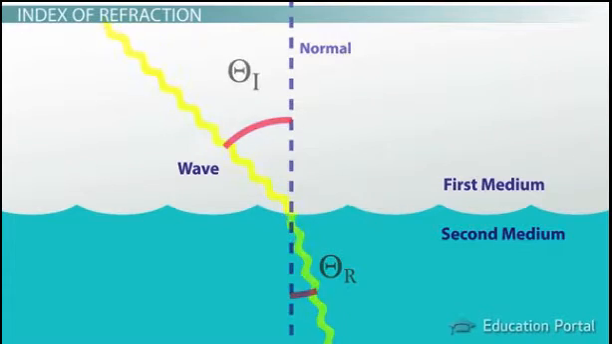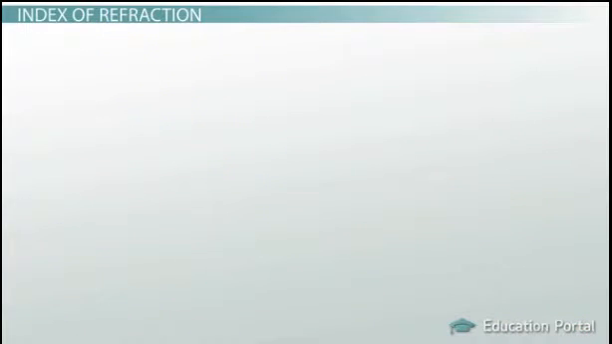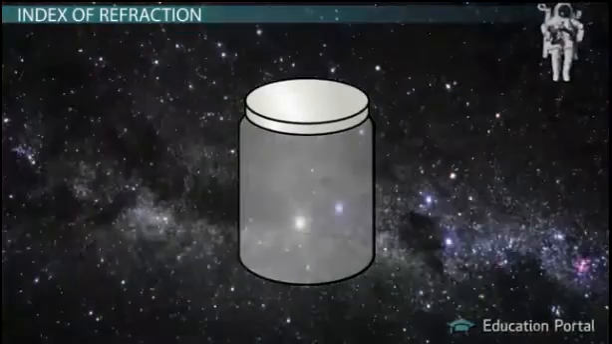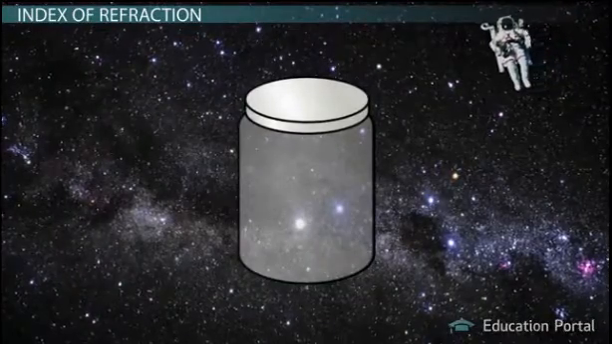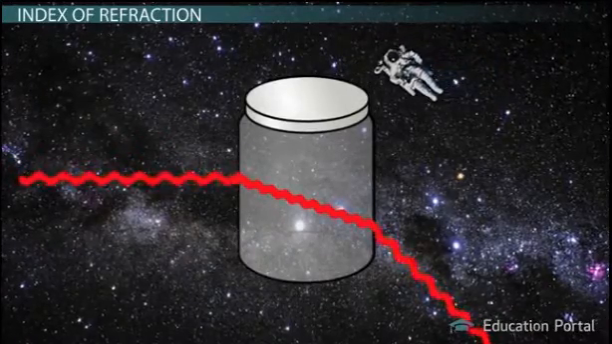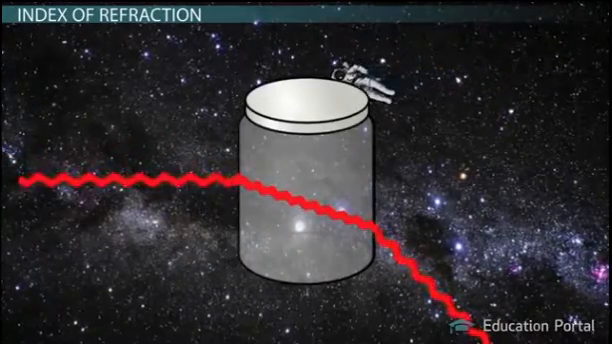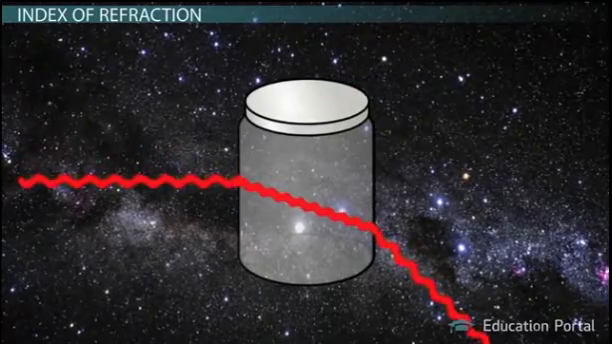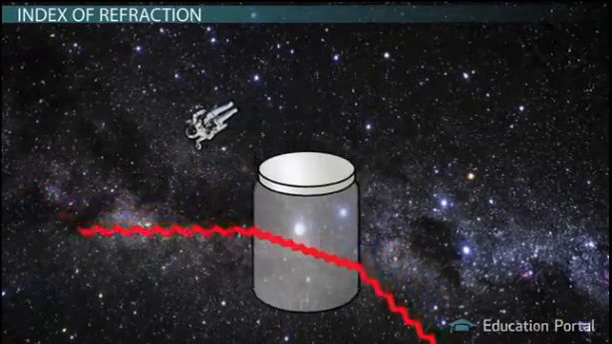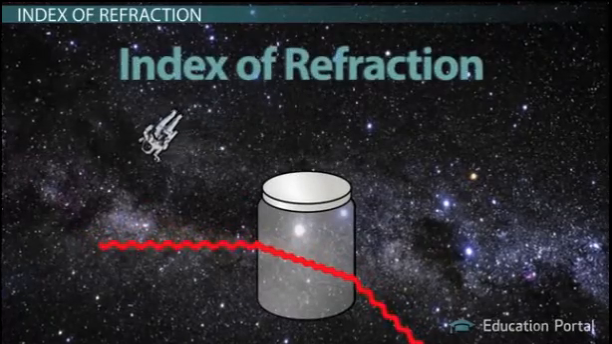Every different medium has different properties, right? For instance, the properties of glass are different from the properties of outer space. Therefore, light waves travel differently in outer space than they do in glass. Anytime a light wave travels through a material, it travels a little bit slower than it would in outer space. The difference between the speed of light in a vacuum and the speed of light in a certain medium is called the index of refraction.